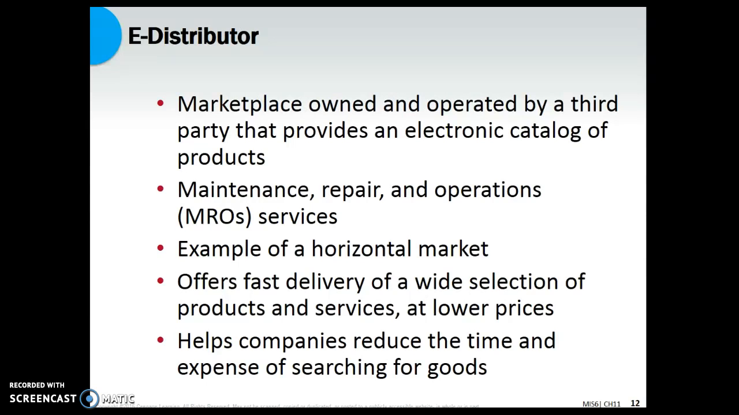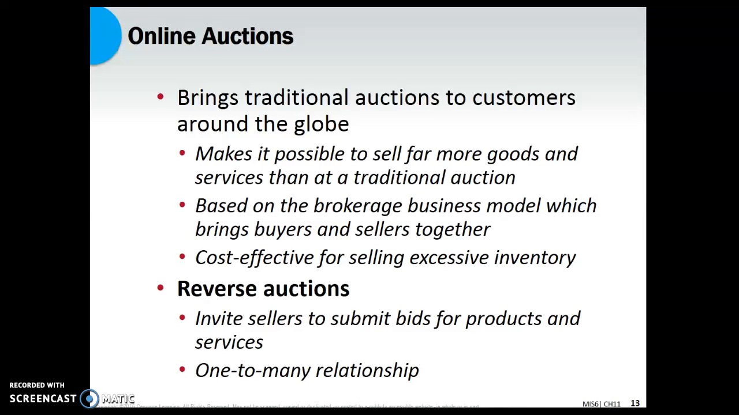E-distributors are marketplaces owned and operated by third parties. They provide an electronic catalog and product. They provide maintenance, repair, and operations. They're an example of a horizontal market. They offer fast delivery of a wide selection of products.